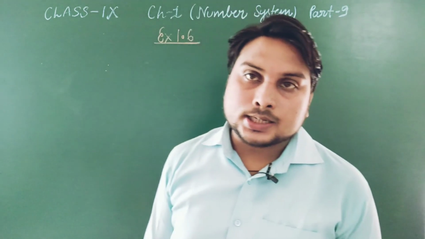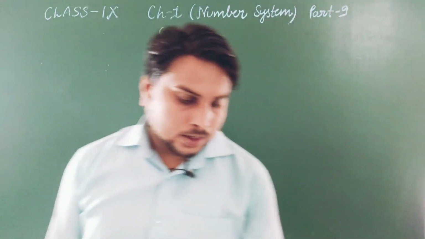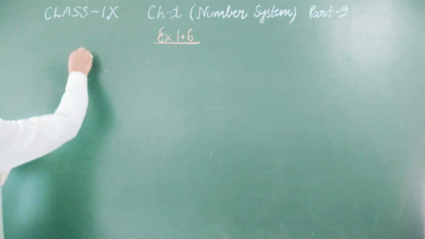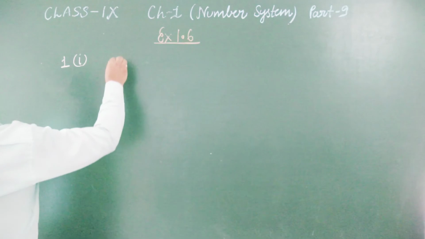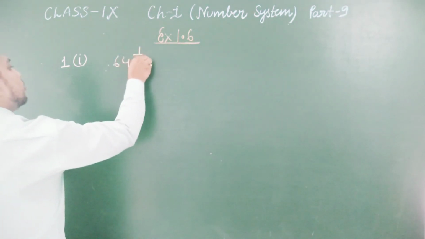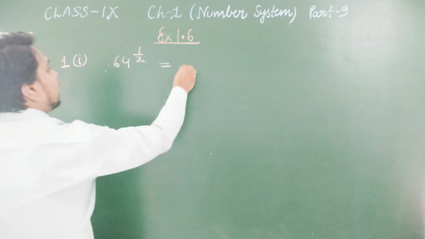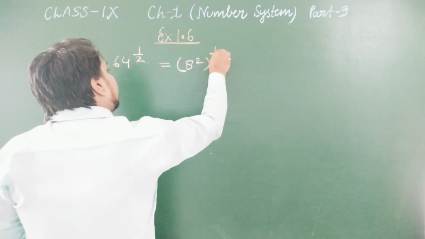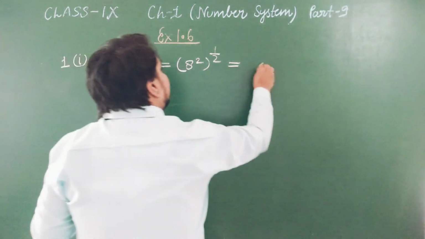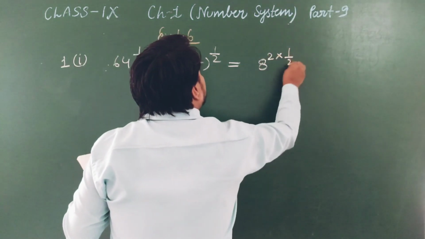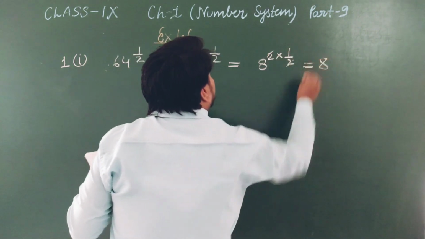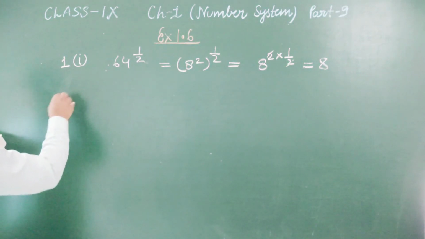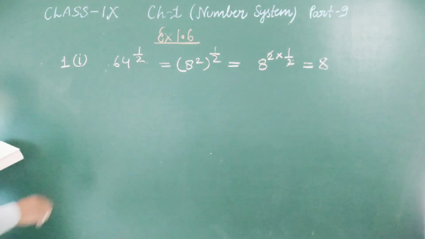Let us discuss the last exercise, that is exercise 1.6. Okay, some questions are there, but the questions are very easy. Like in the first question, in the first part, it is given 64 to the power 1 by 2. We can write 64 as 8 square, and the power is 1 by 2. Then the powers will be multiplied, so it will be 2 into 1 by 2. The 2 will cancel out and only 8 will be left. In the same manner, we can do all 3 parts of this.